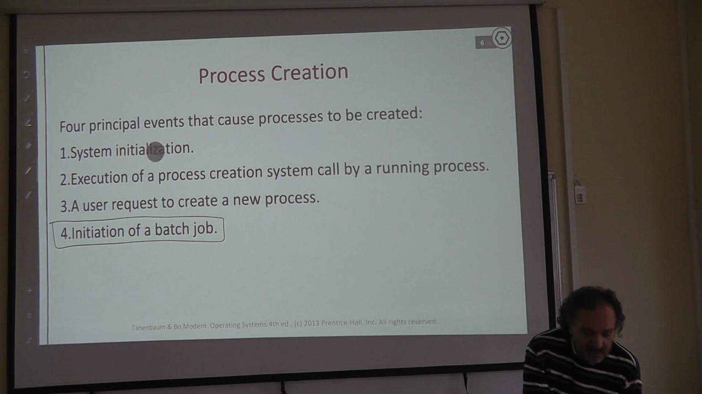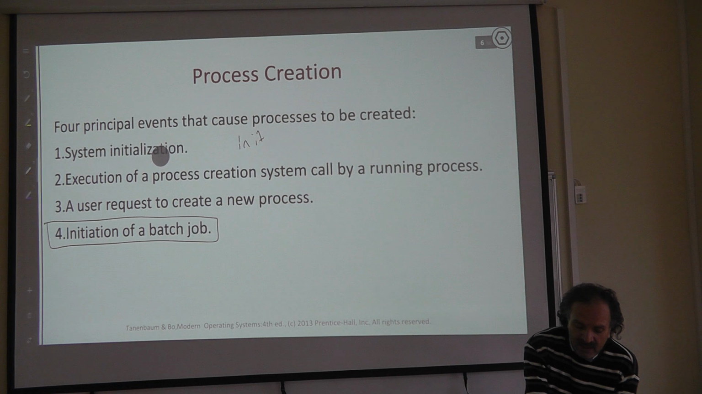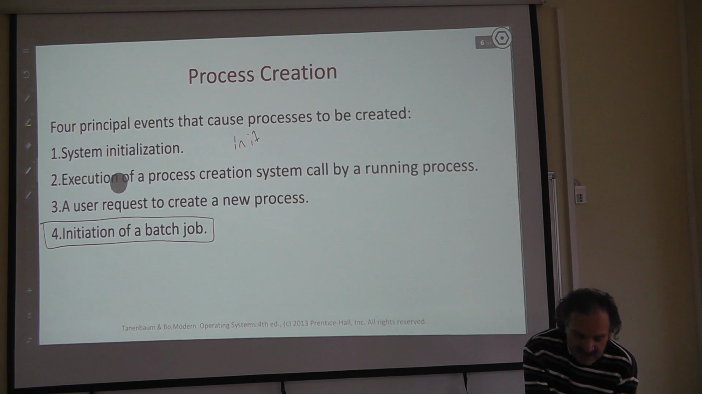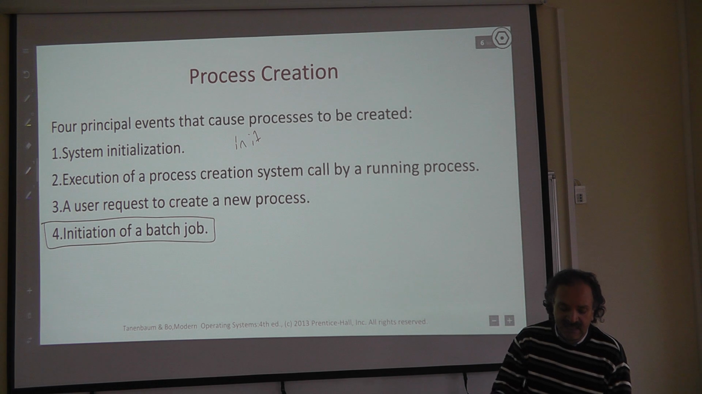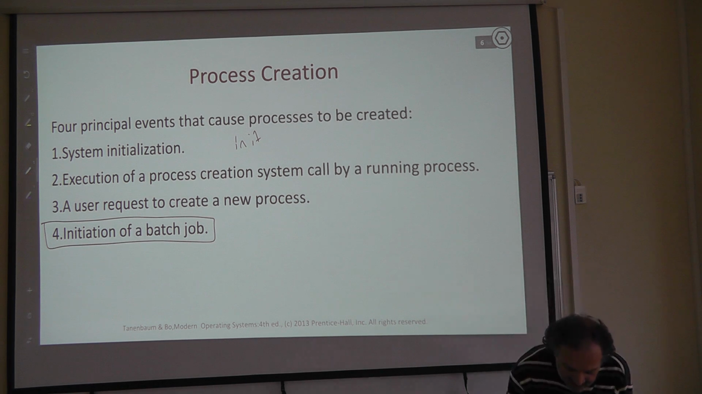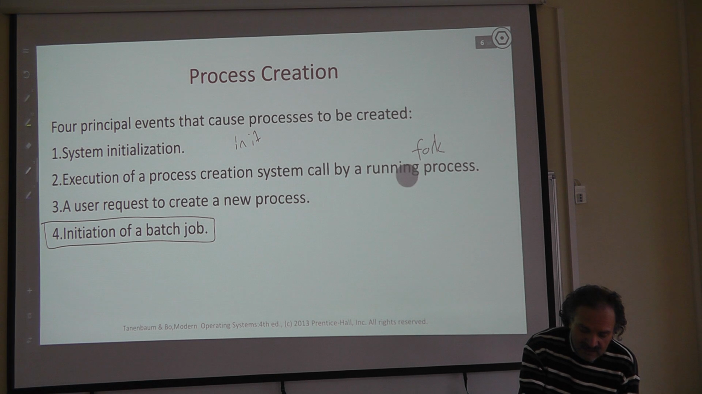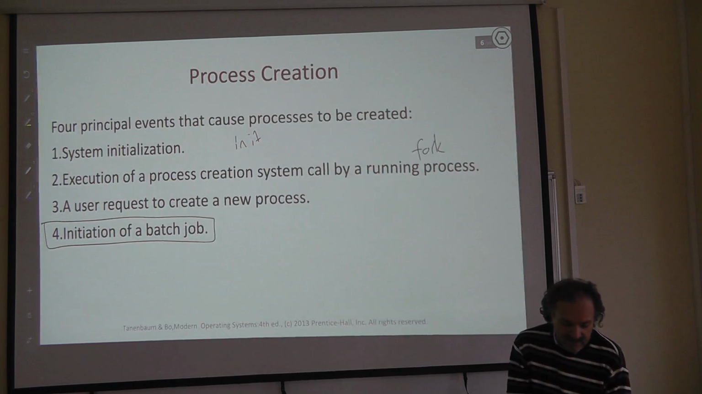When the system starts up, Linux starts with the process init, the initialization process. The initialization process starts other processes, and that's where the second cause of process creation comes into the picture: execution of a process creation system call by a running process. If your process runs a special system call, then you would make another process. For Linux and Unix, how do you create a new process? You call the function named fork, and that function calls the system call fork, and it makes a new process. In Windows and other systems, it is all different. That's the second way of creating a process.